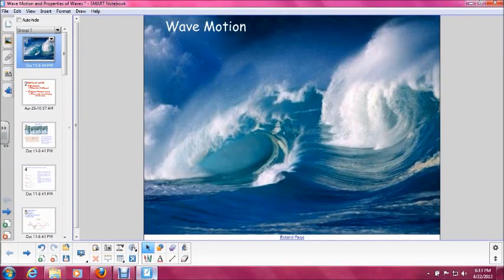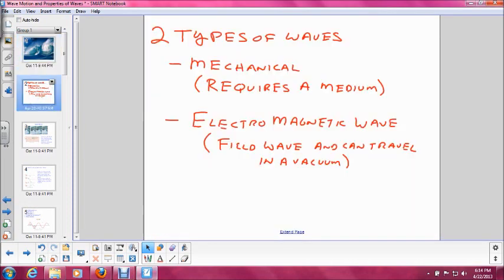All right, hello and welcome to our discussion of waves. There are two different kinds of waves that we can have. We can have mechanical waves, which require a medium to move through, or electromagnetic waves, which do not require a medium. They can travel in a vacuum.